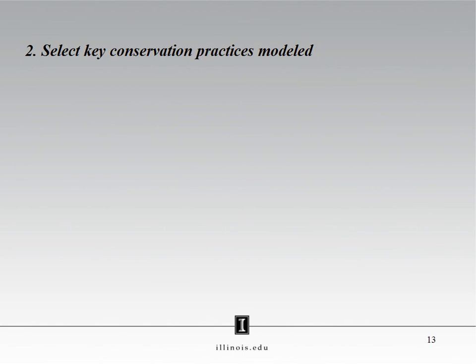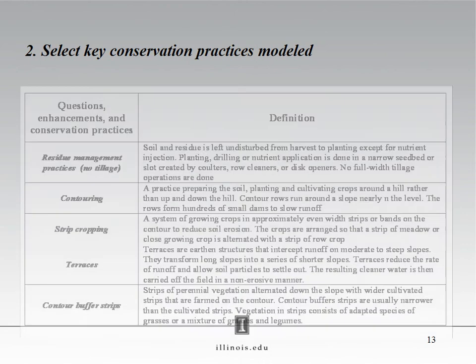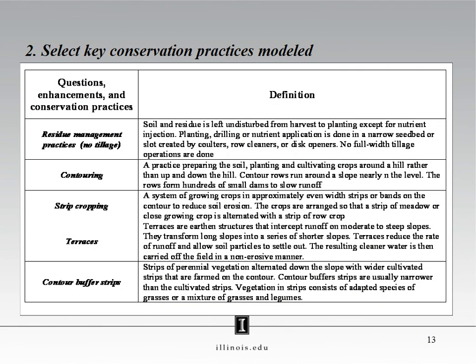The second step is to select the key conservation practice models. In this study, we focus on five management practices: residue management, no-till, contouring and contour buffer strip, terrace, and strip cropping. These were selected because their effects can be related to the microscale concerns of soil erosion and soil quality that can be predicted using RUSLE2 and the surrogate Century model.